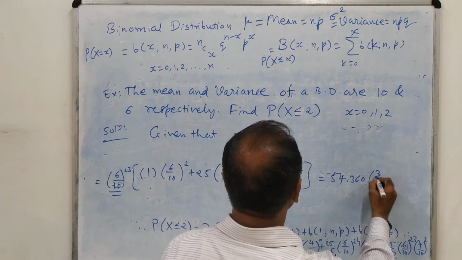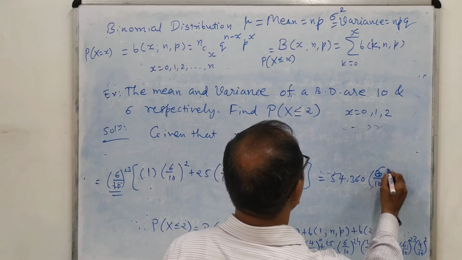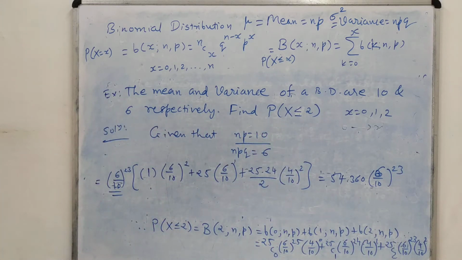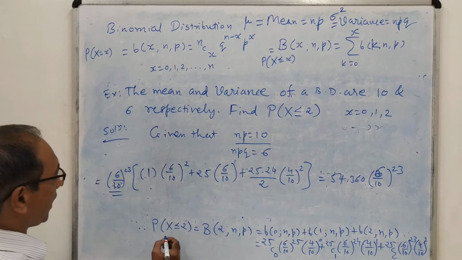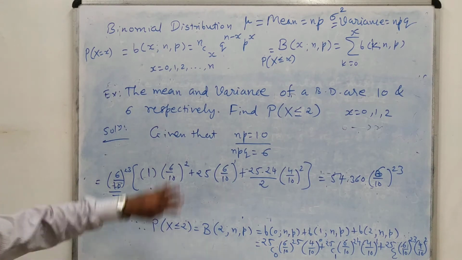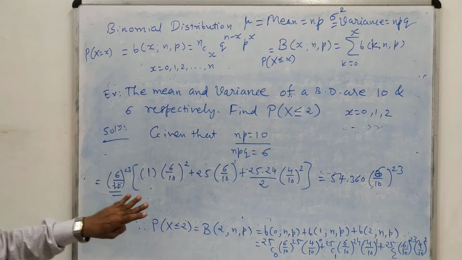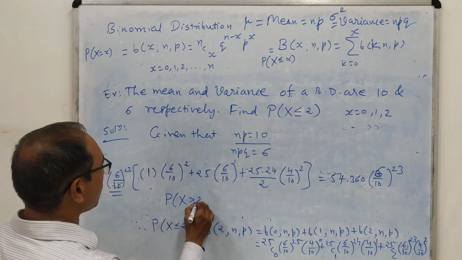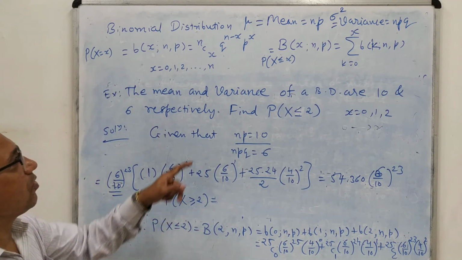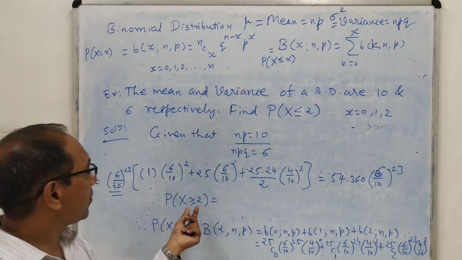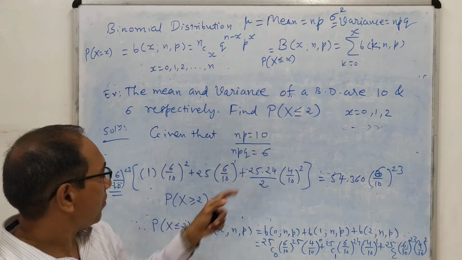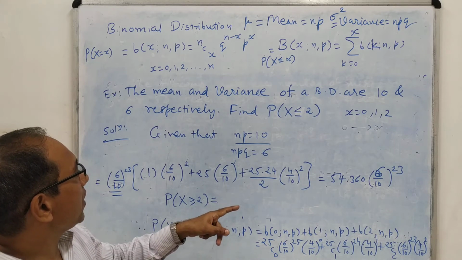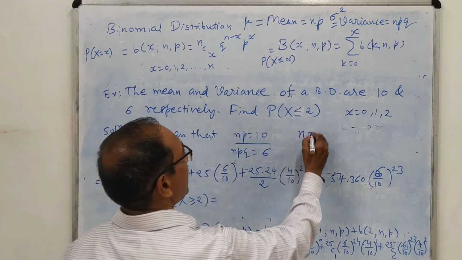54.360 into (3 by 10), (6 by 10) whole raised to 23. So this is the answer. Okay. So here we have obtained probability for x less than or equal to 2, and the solution is completed. But if you are asked to find probability, suppose x greater than or equal to 2, then what will we do? We cannot use this directly because this starts from 0, but this is starting from 2 to 25, because the last number is 25, as we have n equal to 25.